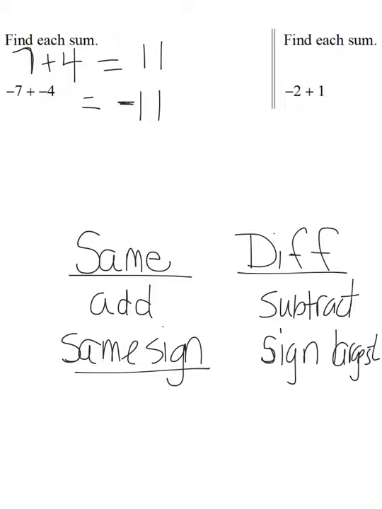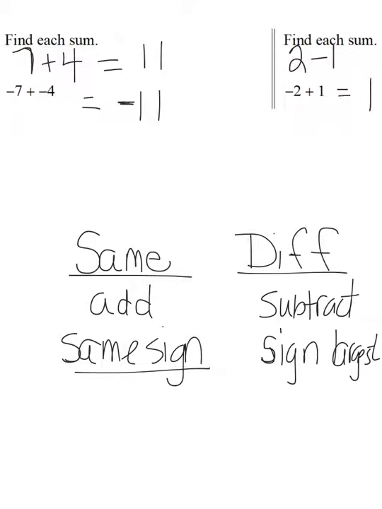Okay, so let's look at the second example. Signs are different. One is negative, one is positive. So I know I have to subtract. So I ignore the symbols. I think, what is 2 minus 1? Okay, 2 is largest, so I would do 2 minus 1. 2 minus 1 is 1. So I know 1 is part of my answer.